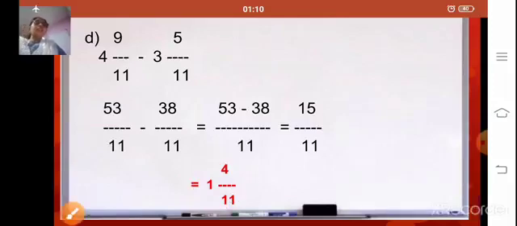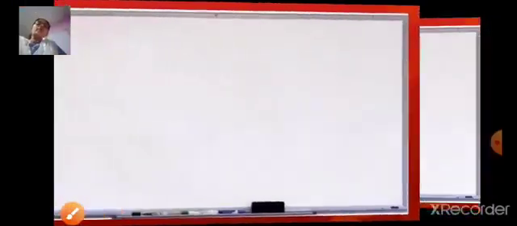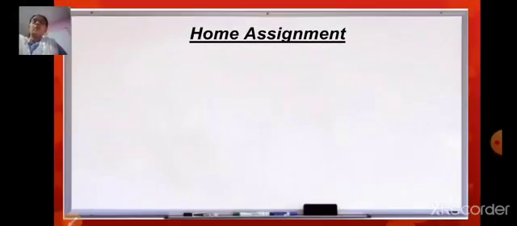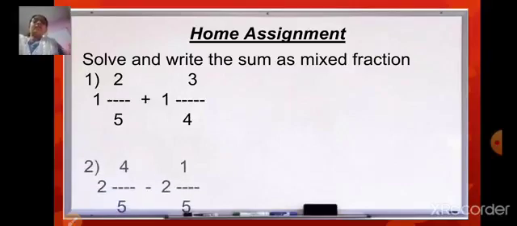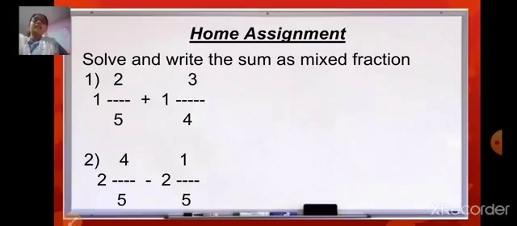Now based on this addition and subtraction of mixed fractions, here is a home assignment for you, which you have to do in your homework. Solve and write the sum as a mixed fraction: 1 whole 2 upon 5 plus 1 whole 3 upon 4. Add it and write the sum as a mixed fraction. And here, 2 whole 4 upon 5 minus 2 whole 1 upon 5. Solve it and write the difference as a mixed fraction. Whatever the answer you are getting, you will write it as a mixed fraction.